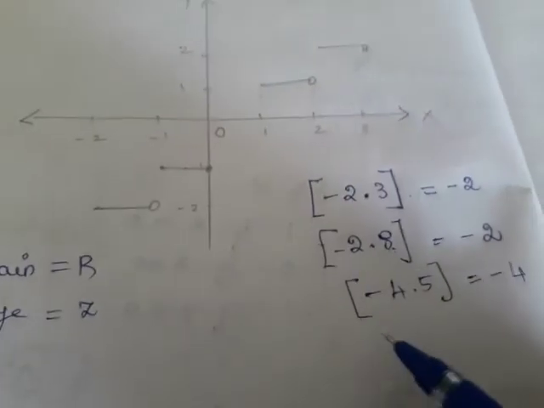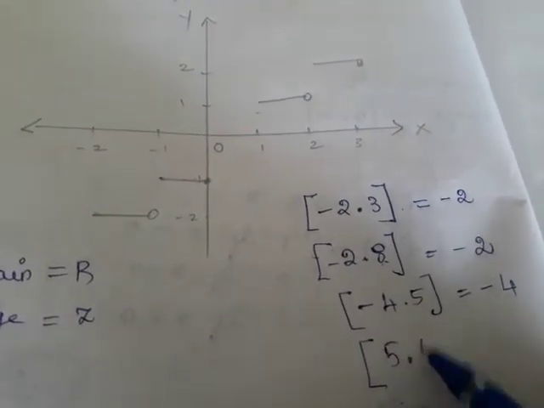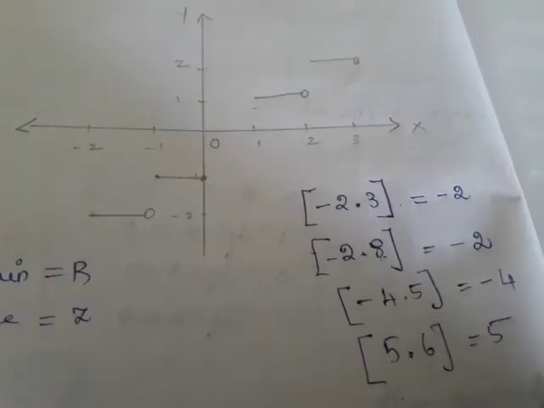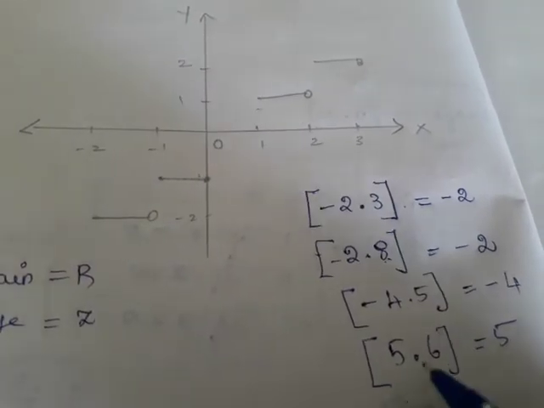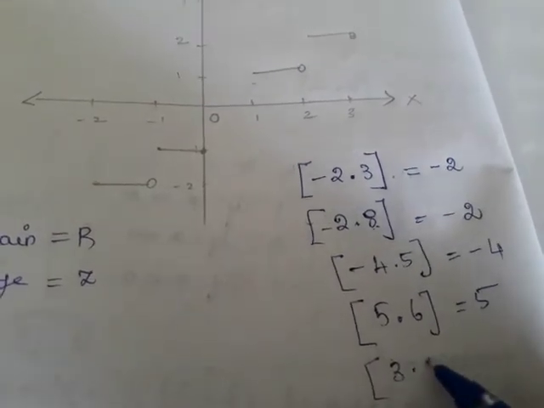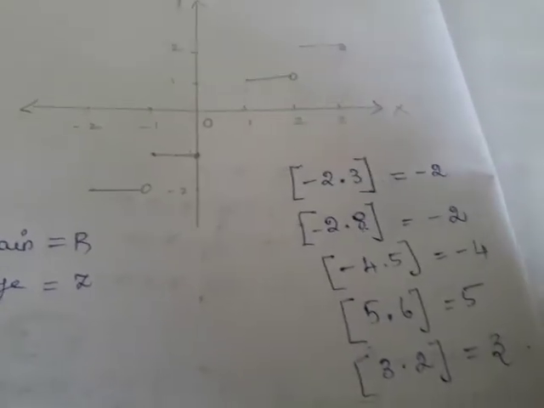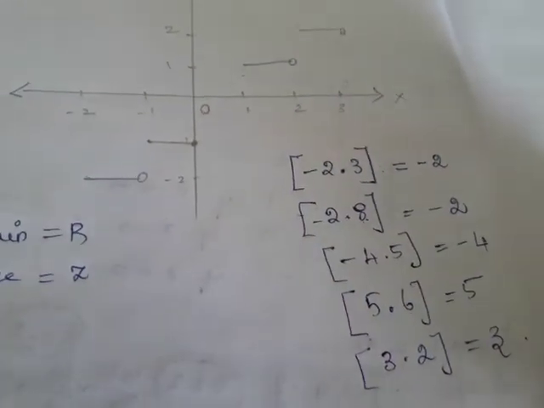The same way with the positive values. What is the greatest integer of 5.6? It is 5. 5 is the greatest integer here. Similarly, what is the greatest integer of 3.2? It is 3. Right? This is called the greatest integer function. That's what the definition says.